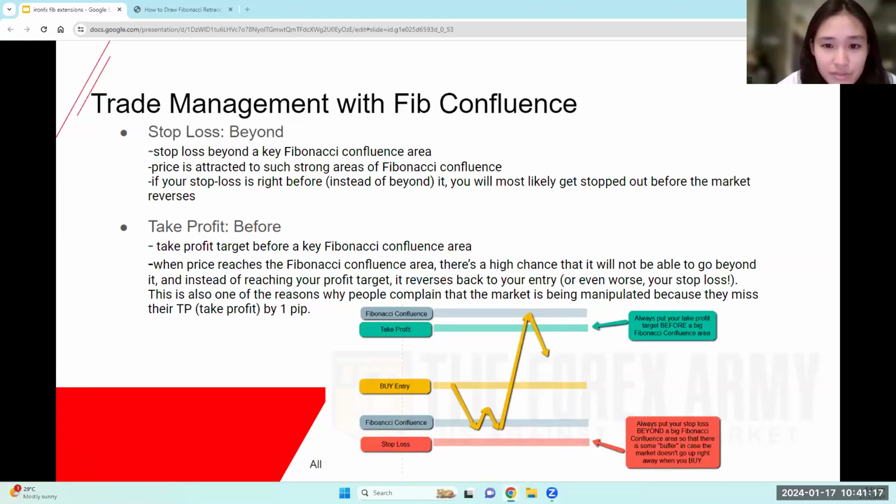Okay, let me know if you guys have any questions. We still have a bit of time. So I'm going to pull out my charts, and if you guys have any requests for any currency pairs you'd like me to go through, feel free to pop them into the chat.